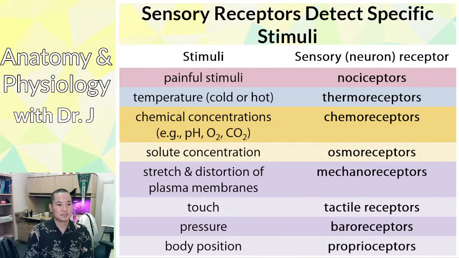So different sensory receptors detect different stimuli. This is actually a very interesting one. Thermoreceptors, thermal sounds like heat, right? Like a thermos. Chemoreceptors detect chemicals, and osmoreceptors detect solute concentration, which affects osmolarity. Now this is an interesting term, nociceptor. Noci is the same root word as noxious. It's something that causes harm. So these nociceptors detect painful stimuli.